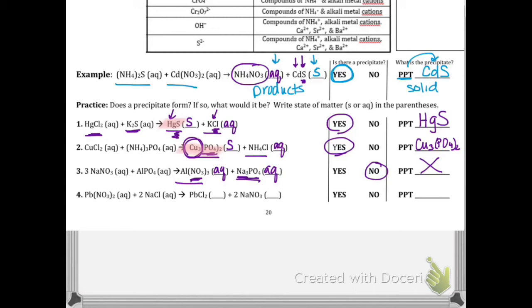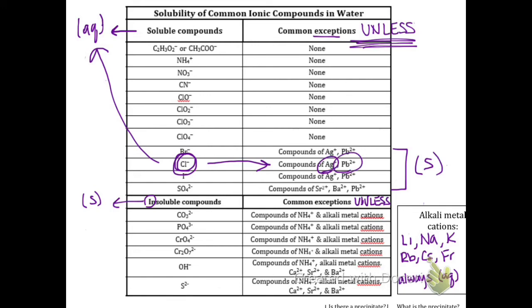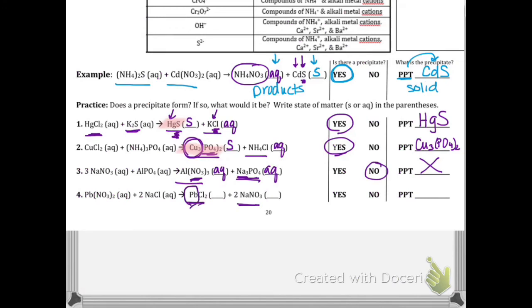Okay, our last example here, we have a PbCl2 and a NaNO3. All right, so let's look at the chlorine. So let's look here. Find chlorine on your chart. It's this one right here. So chlorine is always aqueous, always soluble, unless it's attached to one of these things. So if it's attached to one of these things, then it becomes the opposite. It will become solid. So you're going to check, is it attached to a silver or a lead? So you go back. Yes, it's attached to a lead.